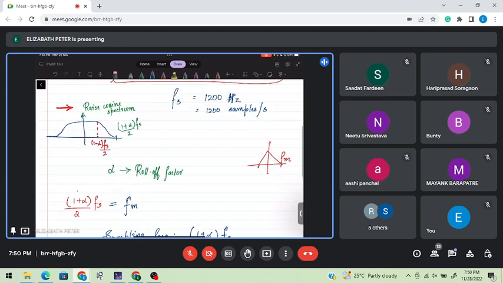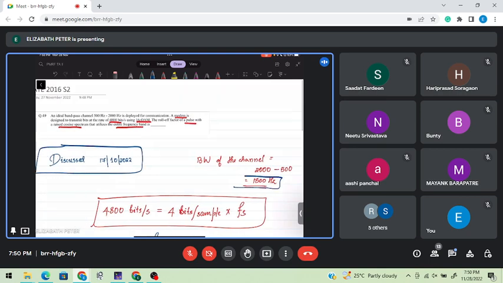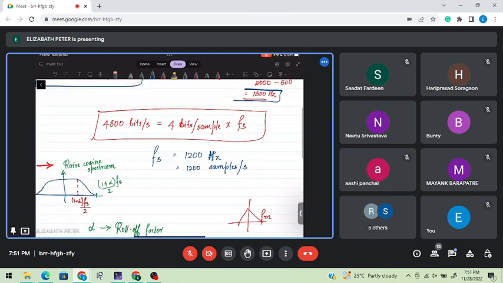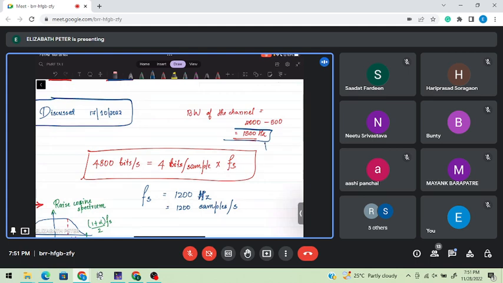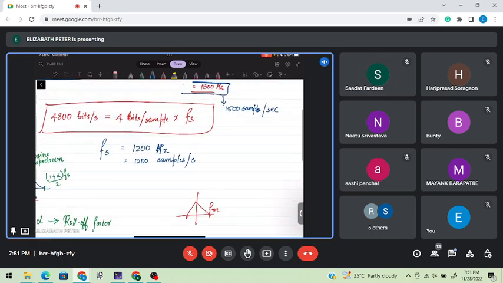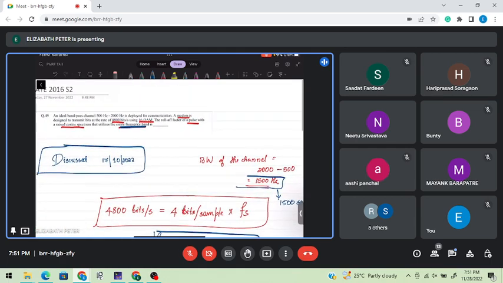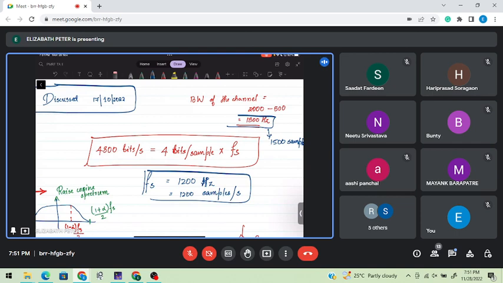See, the channel has a bandwidth of 1500 hertz, and our question is about the raised cosine spectrum. What is the roll-off factor of a pulse with a raised cosine spectrum that utilizes the entire frequency band? So the channel can take 1500 samples in a second, right? Are you guys agreeing with that? Yes. Okay. Our sampling frequency fs we have got as 1200 samples per second.